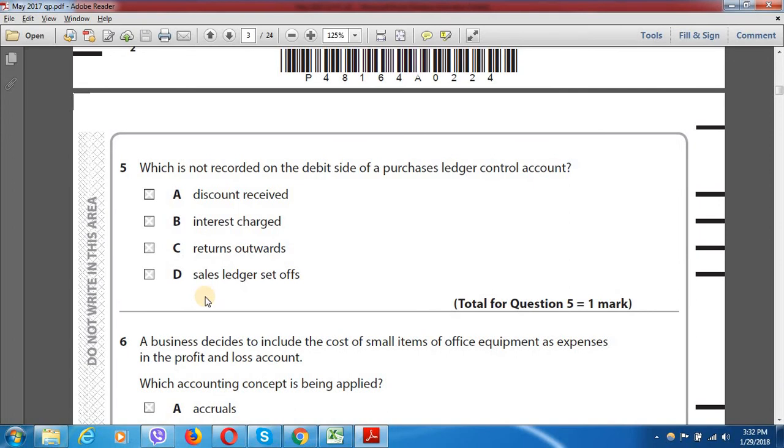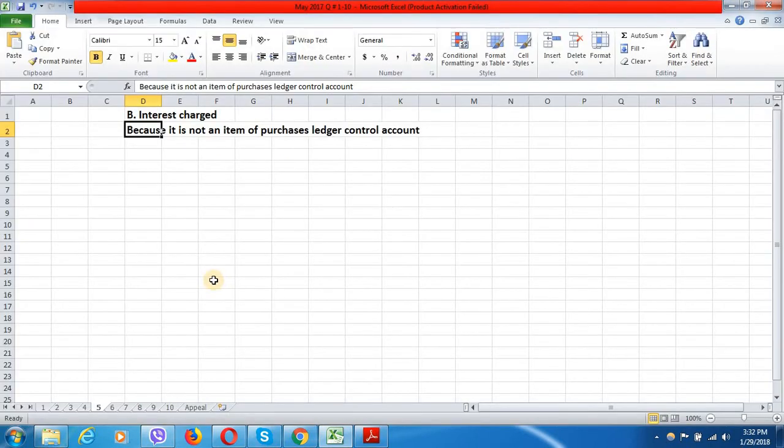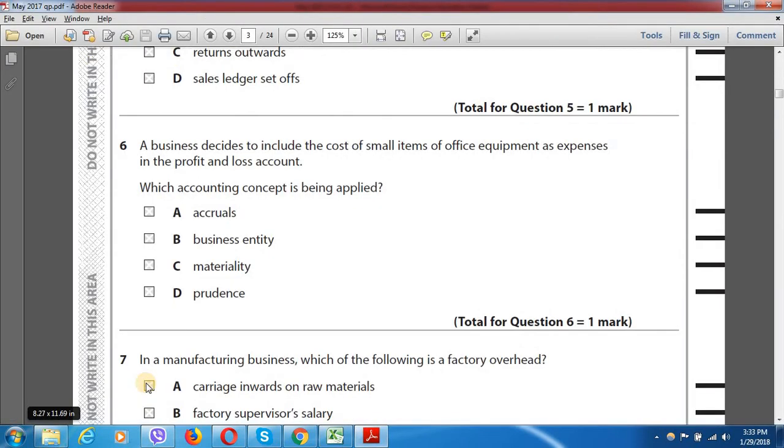Next, number 5. Which is not recorded on the debit side of a purchase ledger control account? Option A. Discount received. B. Interest charge. C. Returns outwards. D. Sales ledger set-offs. The answer of this question is B. Interest charge, because it is not an item of purchases ledger control account. The other three are items of purchase ledger control account, but this one is not. Clear?